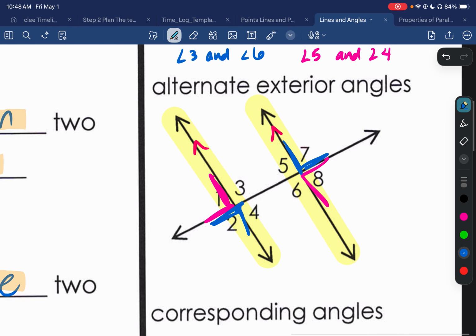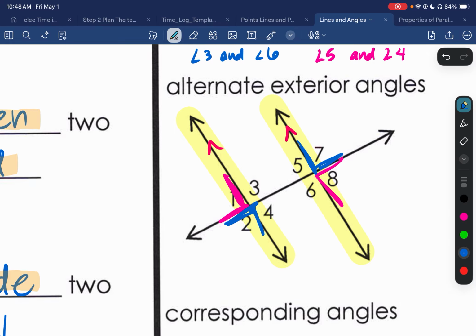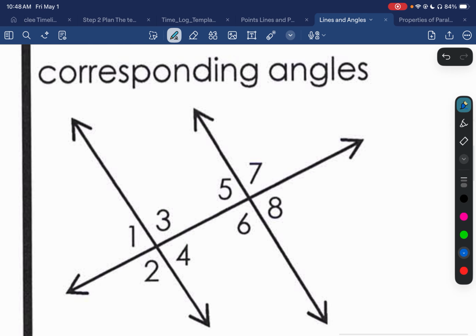So those are the only alternate exterior angles. They're on the outside of my parallel lines. Cool, keep going on. Corresponding, this one has a lot.